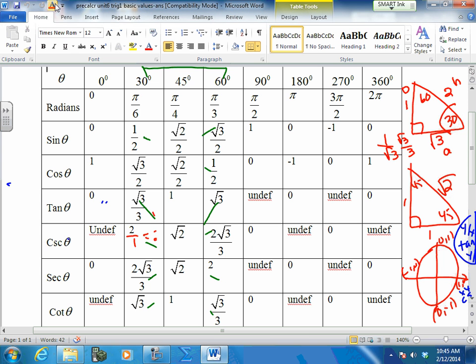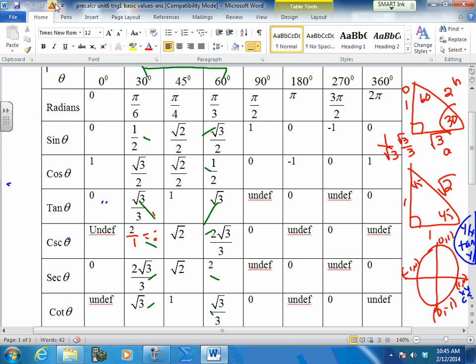Now, for these guys, you work off of this. Your sine is your y value. So the sine at 90 is 1. The cosine is your x value. Remember, x before y, c before s. So your x is your cosine, your y is your sine. When I get to tangent, tangent is y over x. 1 divided by 0. I can't divide 1 by 0.